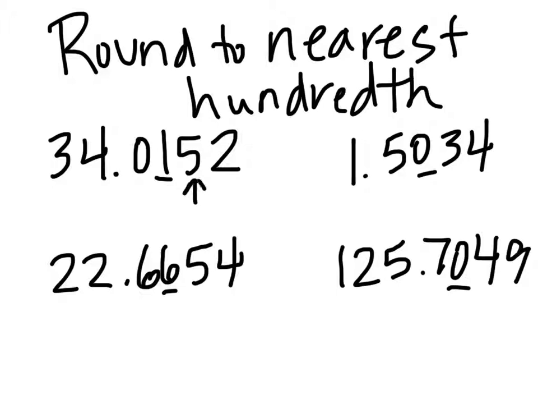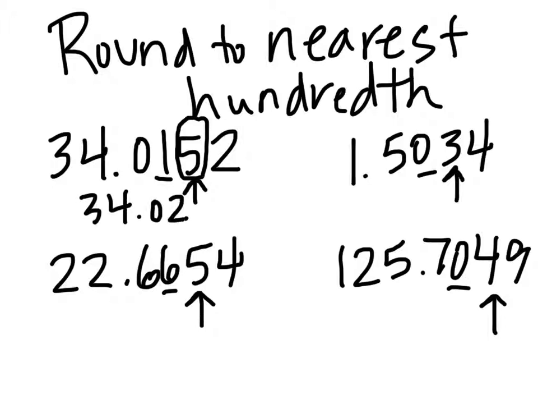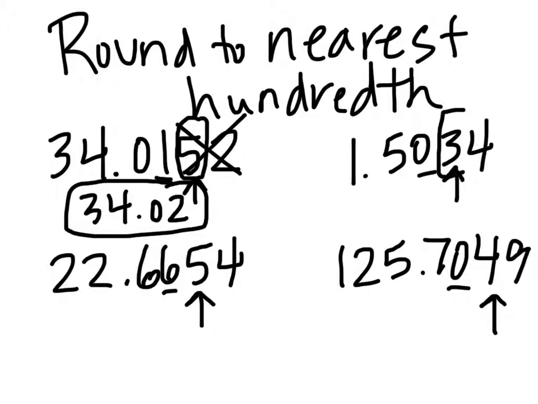Now I'm going to look at the number to the right of each one of these. So I put an arrow there. In the first one, this 5 is 5 or greater, so my 1 needs to round up to 2. So 34.02. I'm done with these digits, and here is my new rounded answer. In the second one to the right, my 3 is less than 5, so my answer stays at 1.50, or you could just say 1.5.